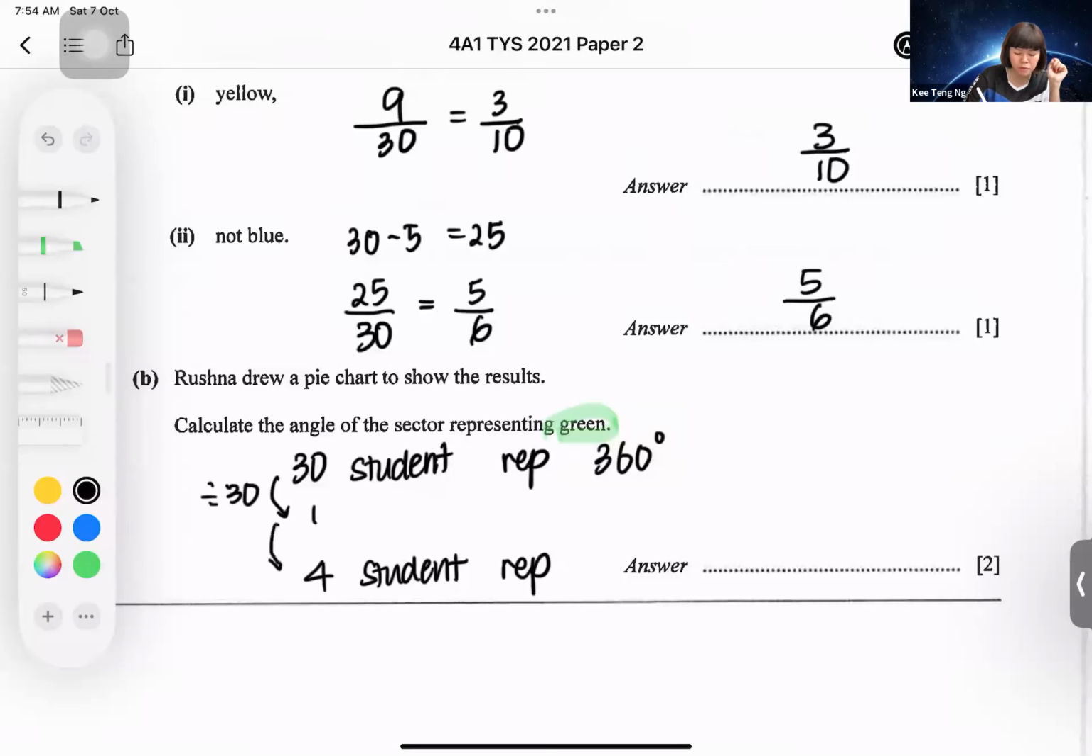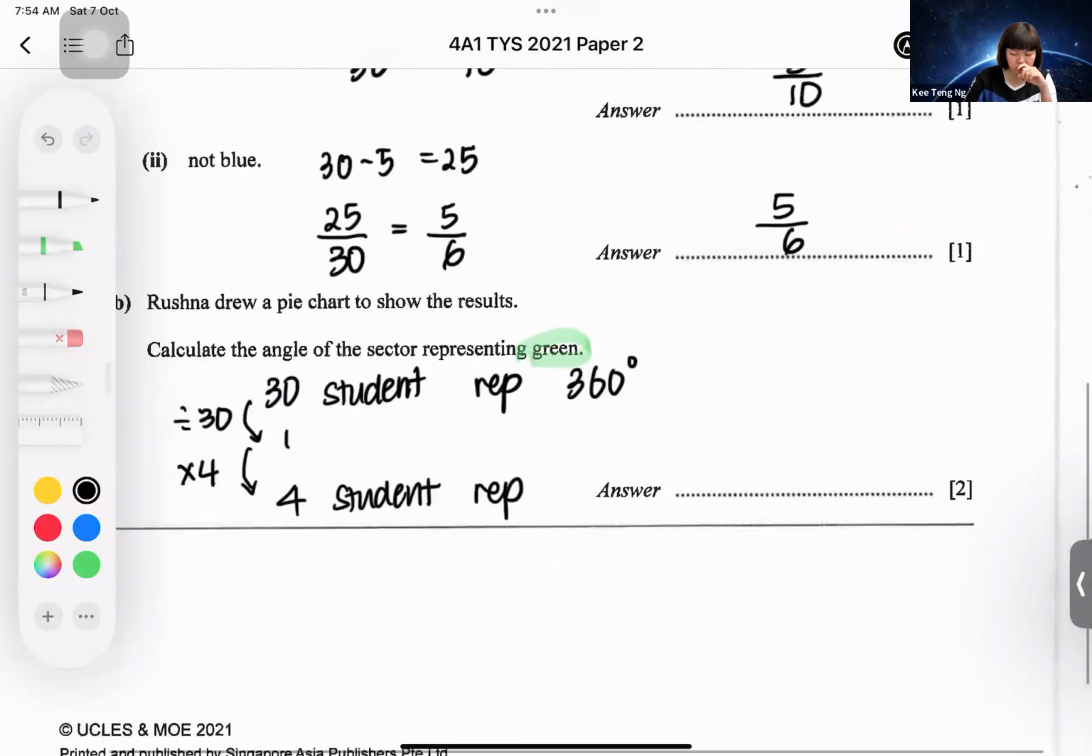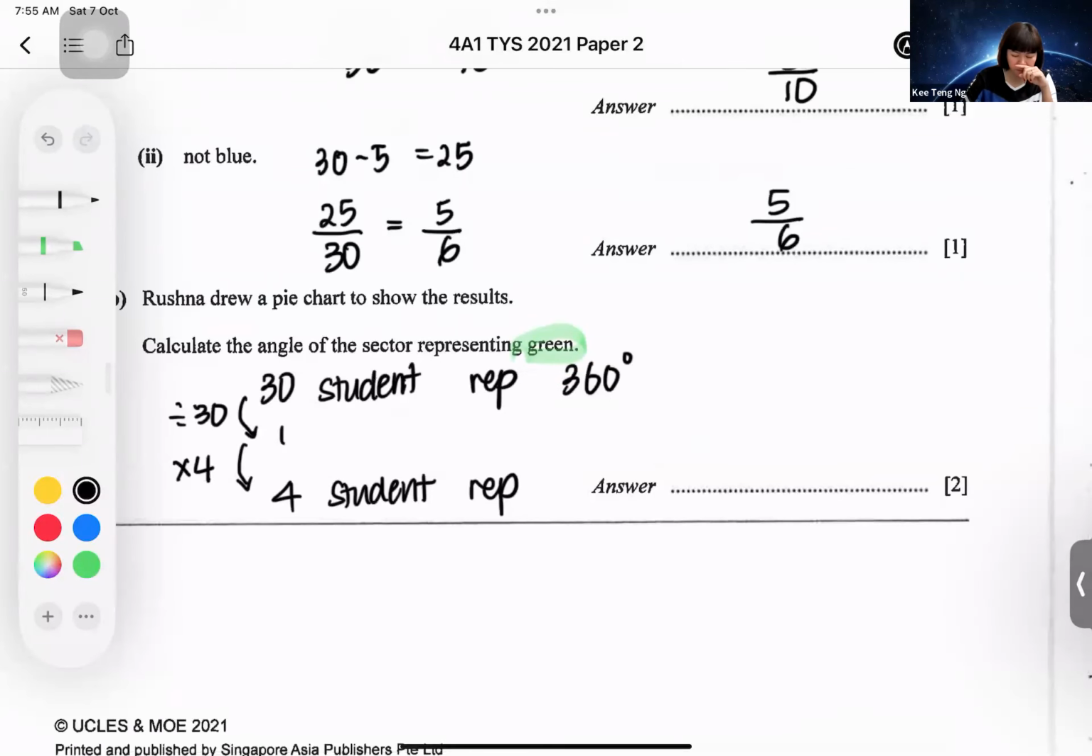Then I'll get 4 students, I times 4. Okay, so in this case, I'll take 360 divided by 30 times 4. Alternatively, students can also do 4/30 times 360. Okay, so do the version of the working that you know, 4/30 times 360. That will give me the number 48.